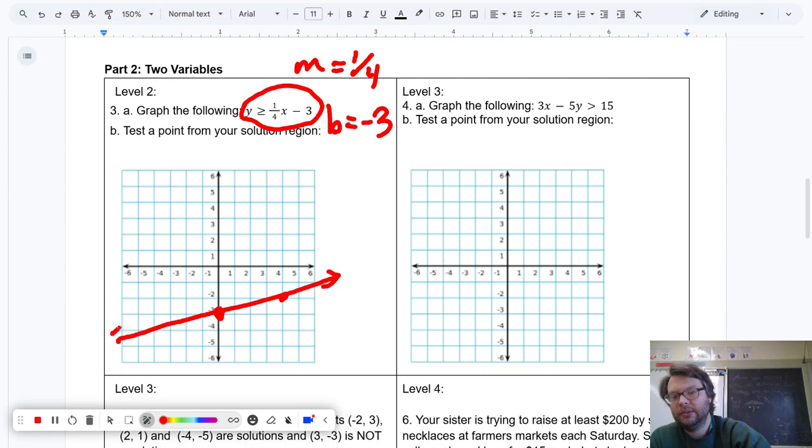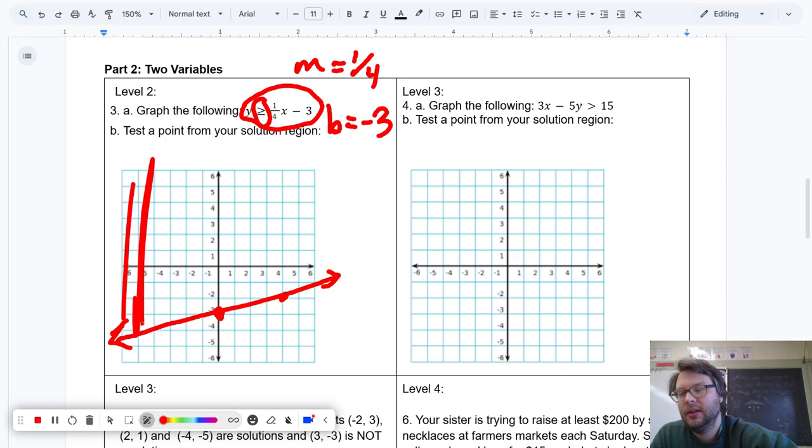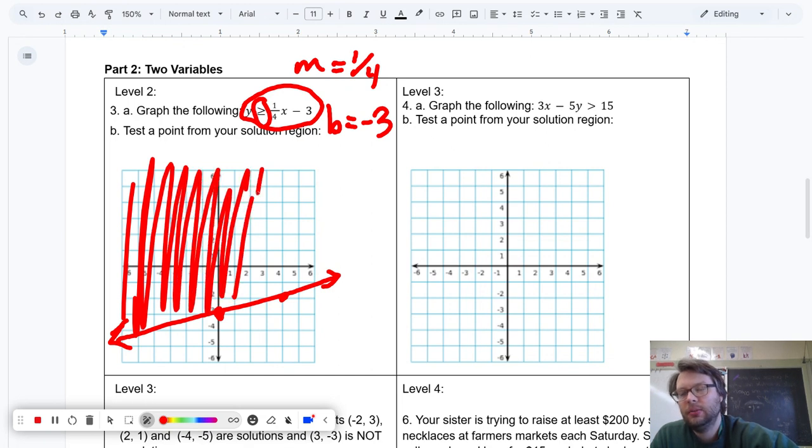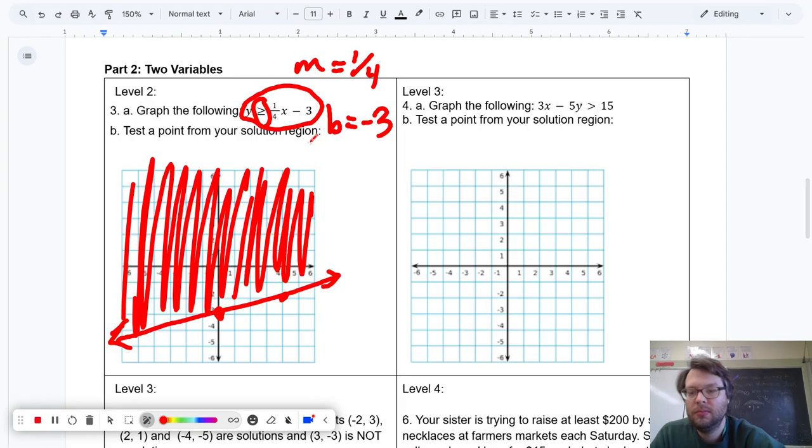The reason I'm connecting them with a solid line is because I had an equals to in my inequality. It did not just say y is greater than, it said y is greater than or equal to. So I have a solid line. Just like when we did number lines, I would have a filled in circle. Here, I have a filled in line. Then it says y is greater than. So I shade everything that is above the line because that's where the bigger y values are. That's my graph.